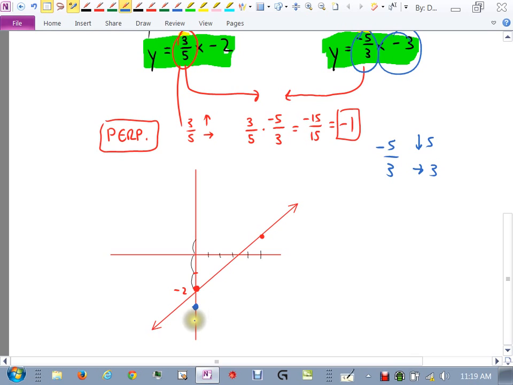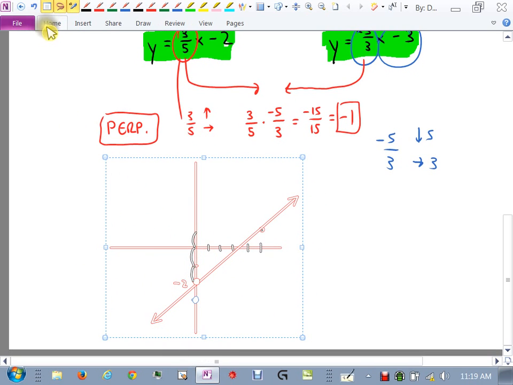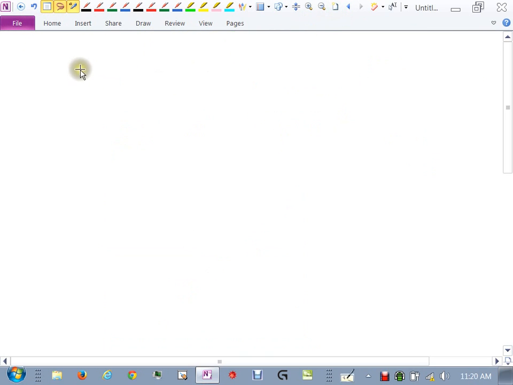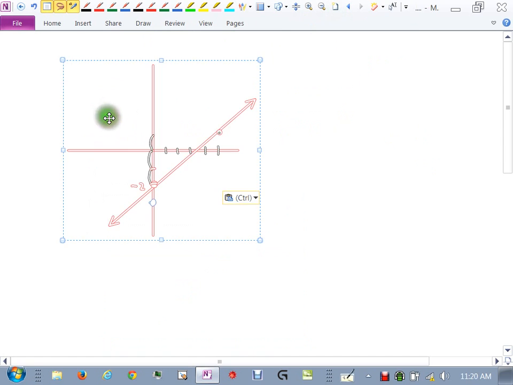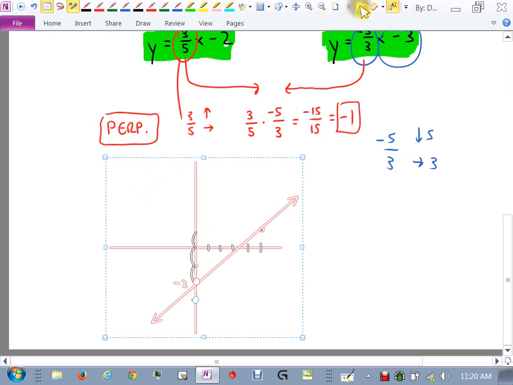And uh-oh, I'm going to be off my graph. I'm out of paper here also. So let me grab this real quick and go to a new page. Just extend this down. So from that blue one, I'm supposed to go down, what was it, down 5 to the right 3? Yeah, down 5 to the right 3.